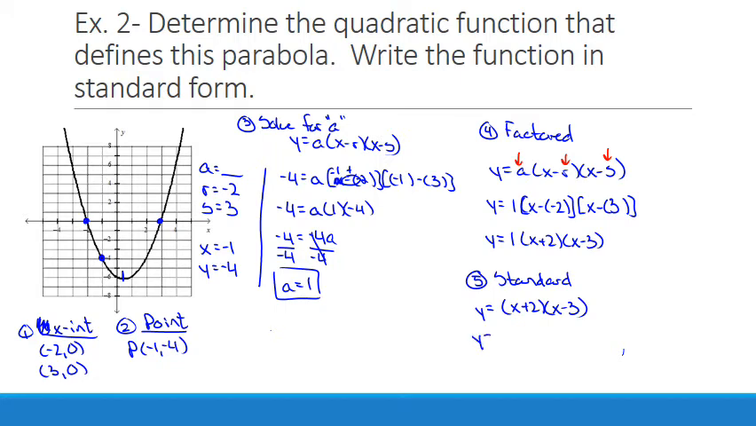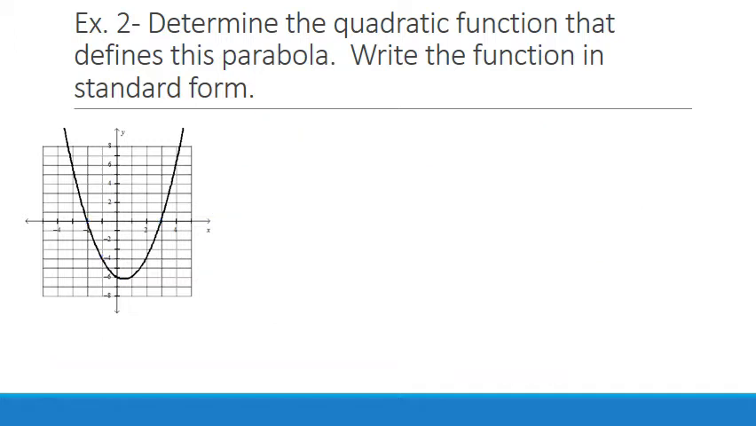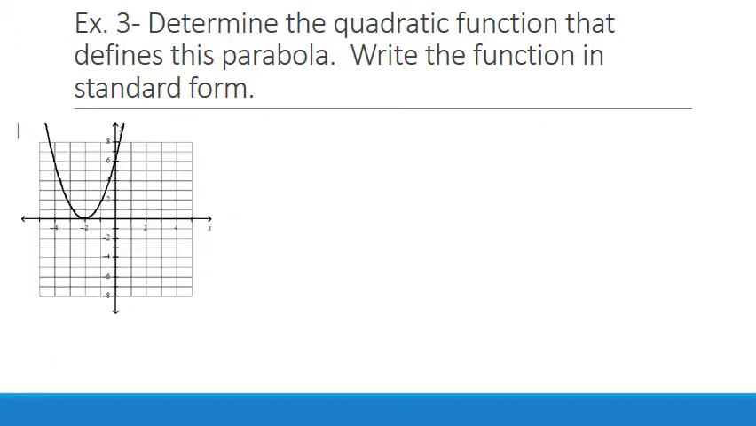So I'm just going to multiply this out. X squared minus 3x plus 2x minus 6. Y equals x squared, so that's a minus 3x, right? It is, and there we go. There it is in standard form. Okay?